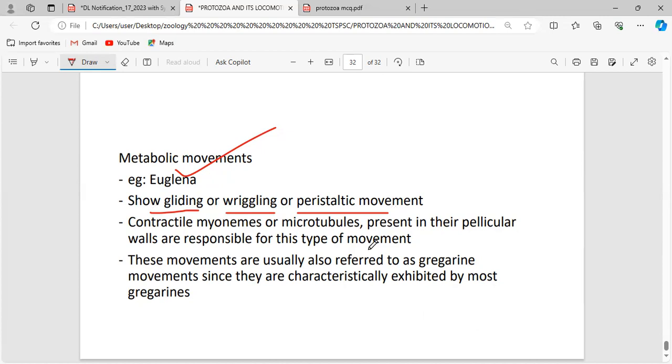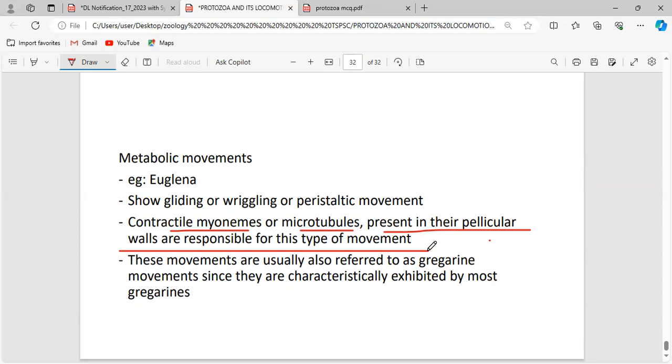Why is it also called the Gregarine movement? Because it is seen in the organisms called Gregarines. Contractile myonemes or the microtubules present in their pellicular walls are responsible for this type of movement. Just because of the sliding of the microtubules, the flagella can move, and because of the movement of flagella, the entire organism will move.